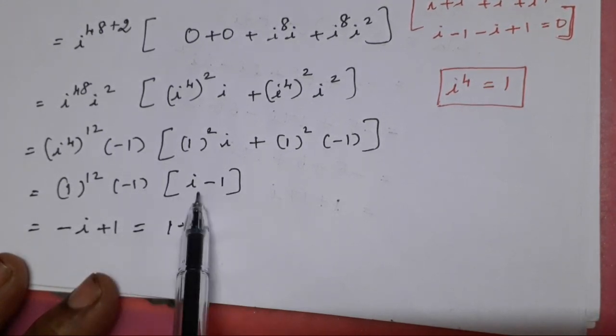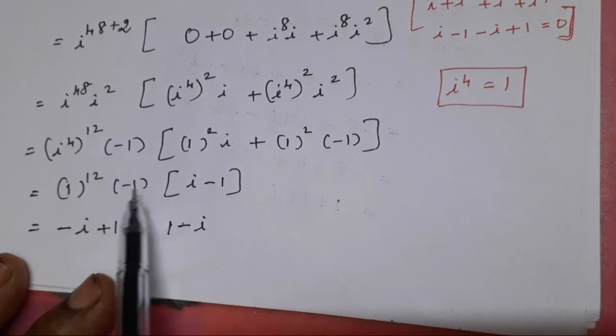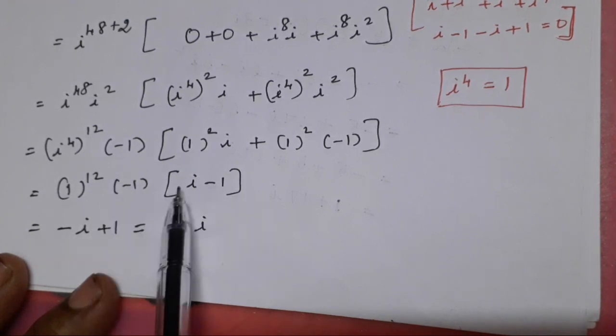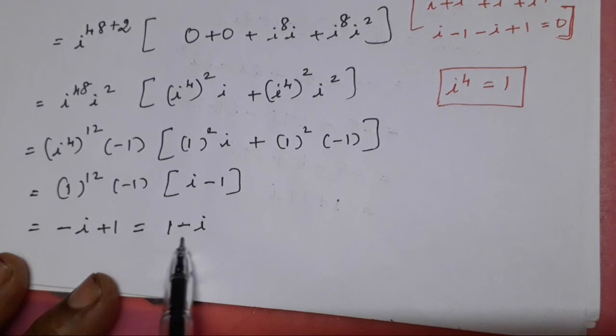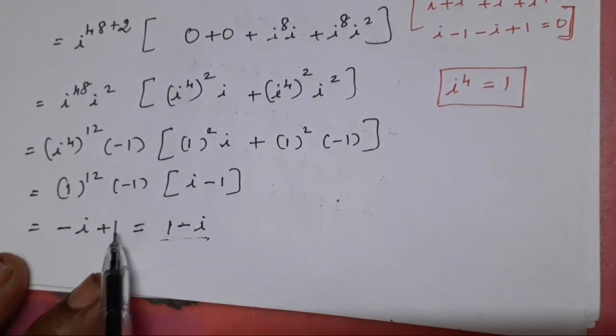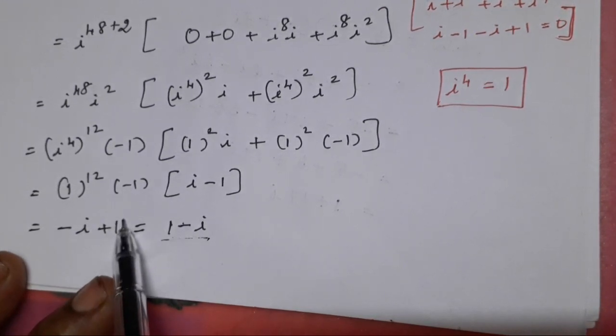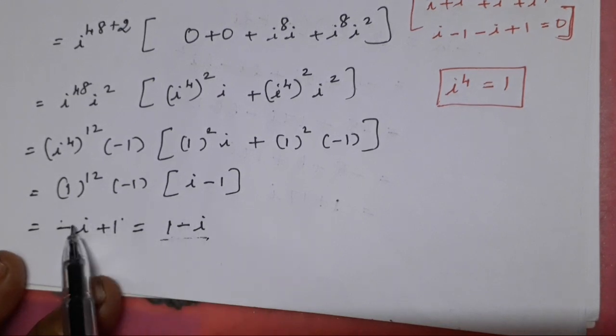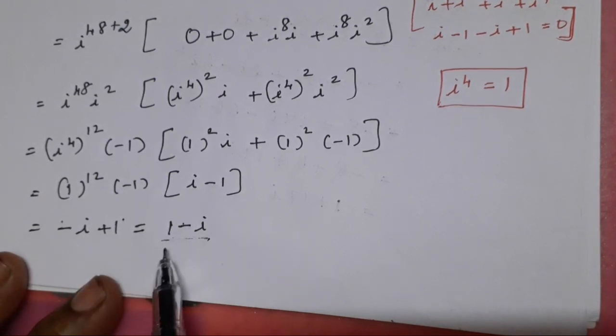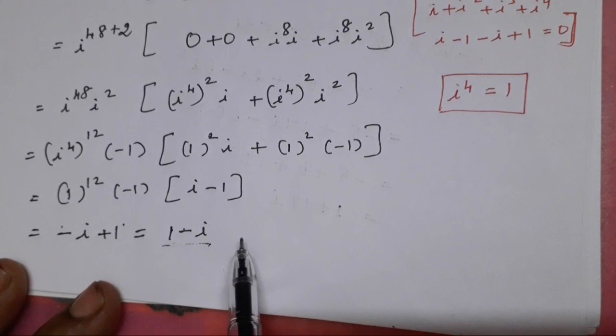Multiplied with a minus number, the plus i becomes minus i, and minus 1 becomes plus 1. So minus i plus 1. Write it in the complex standard form. Standard form is what? First always the real part, next one is the imaginary part. So minus i plus 1 is rewritten as 1 minus i. Children, go through the sum properly.